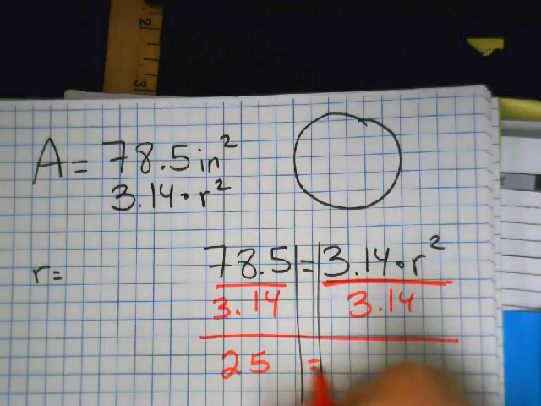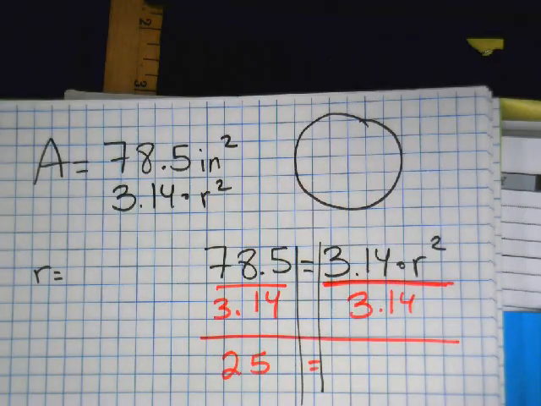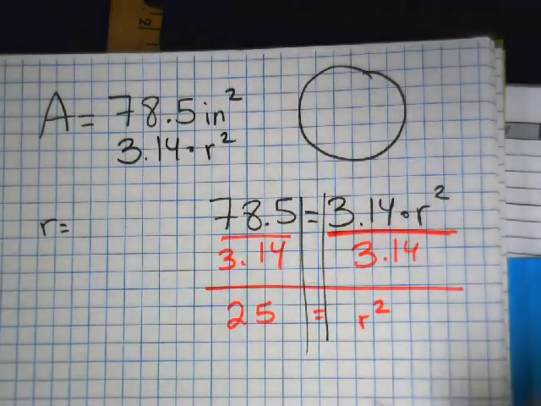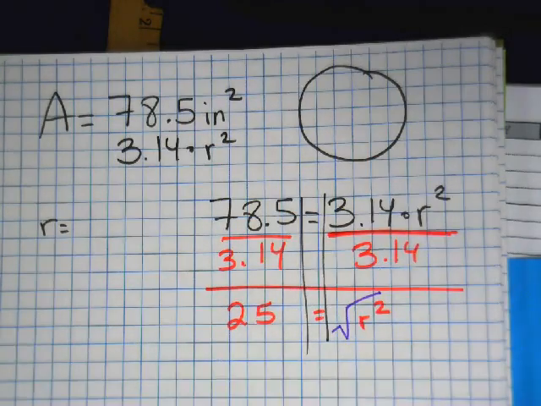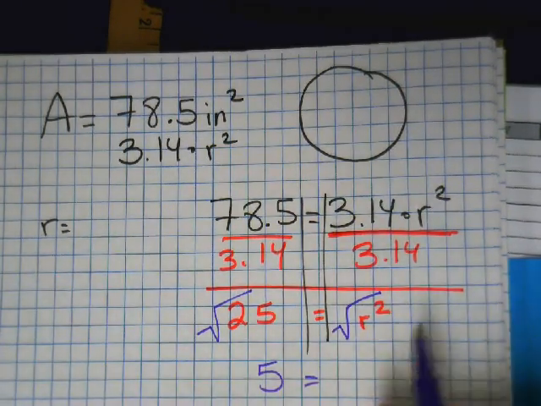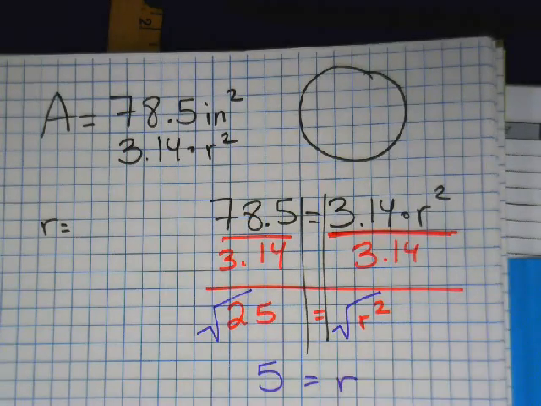So 25 is equal to, what's left on this side? Not just r. R squared. How do I undo a square? How do I undo square root? So I've got to take the square root of this side, and the square root of that side. 5 equals, and then what's the square root of r squared? Just r, because you're getting rid of the square. So every time you take a square root, you're getting rid of that little 2. You undo it and you get 5.